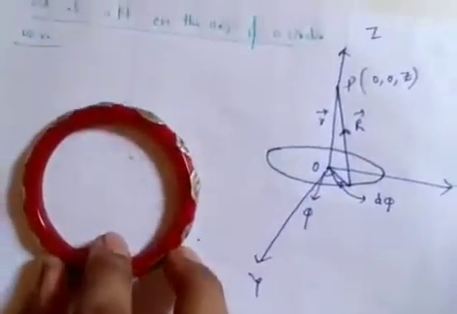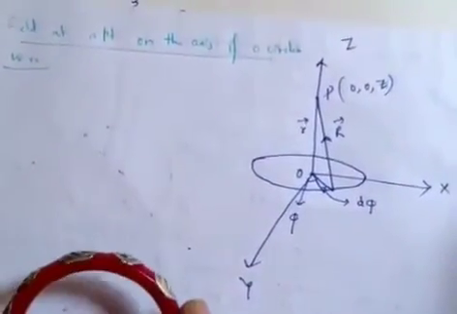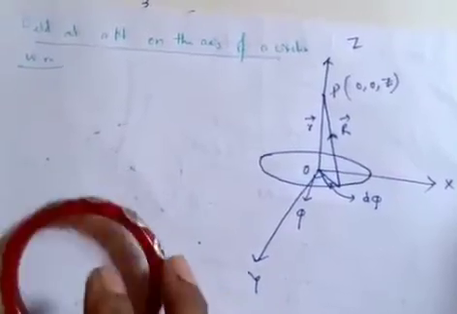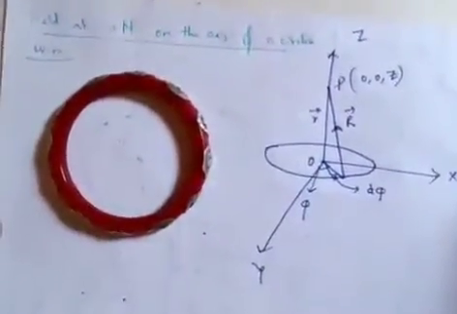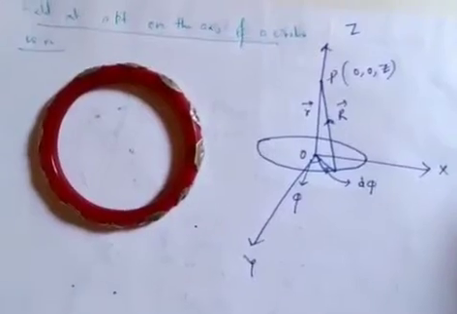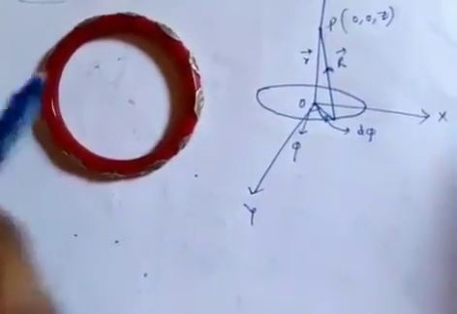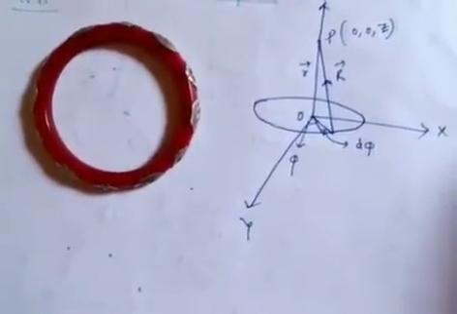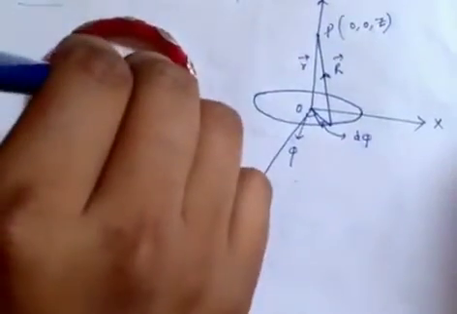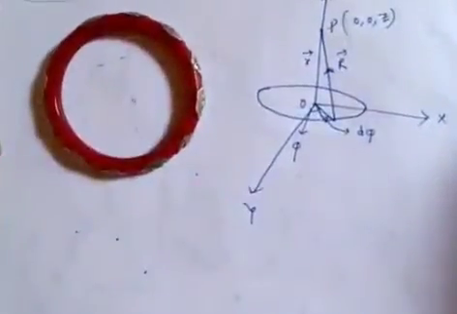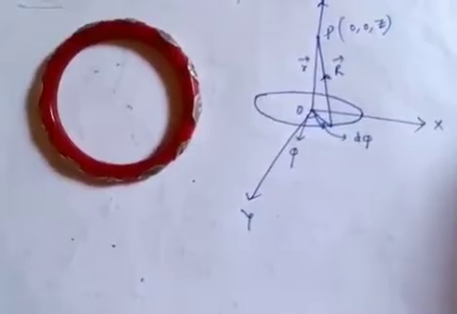Okay, in the previous example, we found the magnetic field at the center of a circular coil, just like for this ring. Now we want to find out the magnetic field at an axial point.